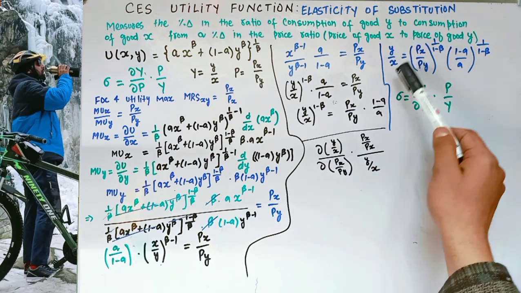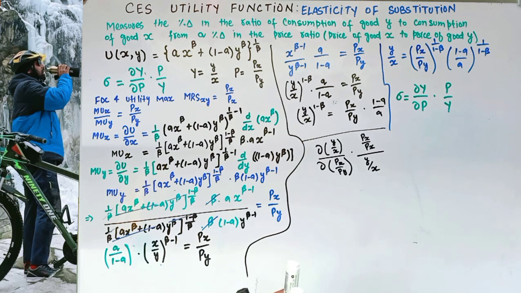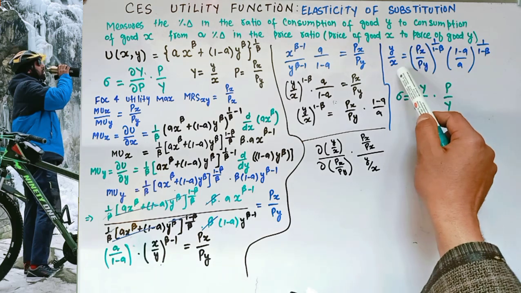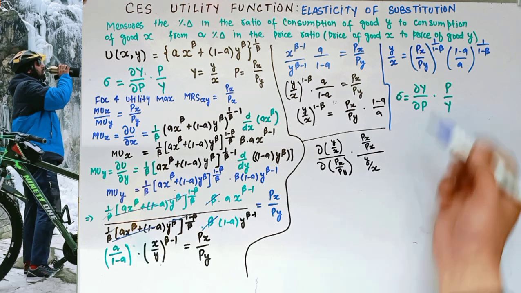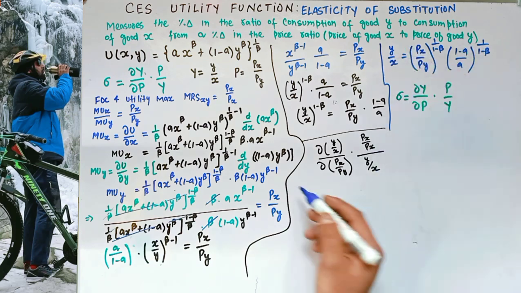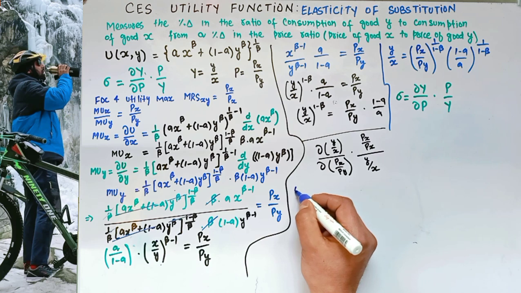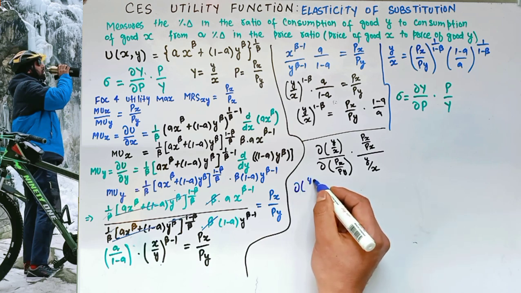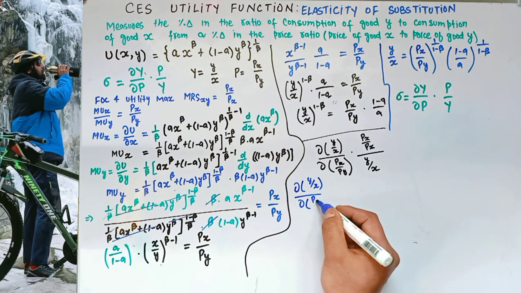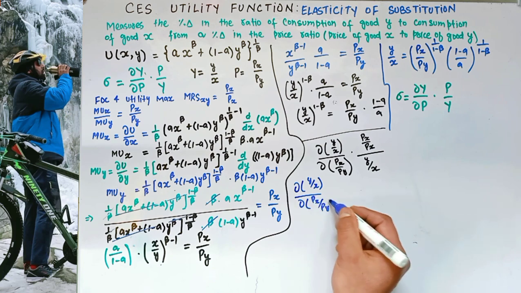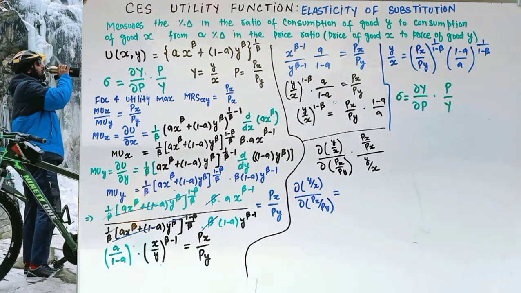Since y upon x is a function of the price ratio, we take the derivative of y upon x with respect to px upon py here. So let's take the derivative now: del y upon x with respect to the price ratio, del px upon py. What will it come out to be? We need to find the derivative of this px upon py.